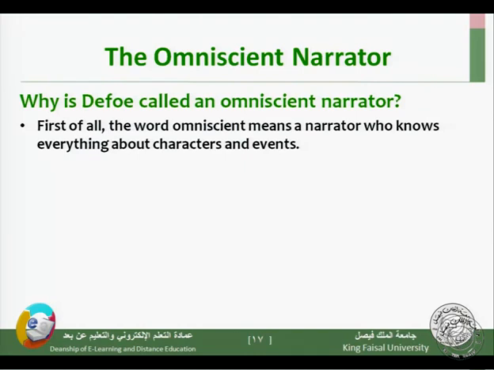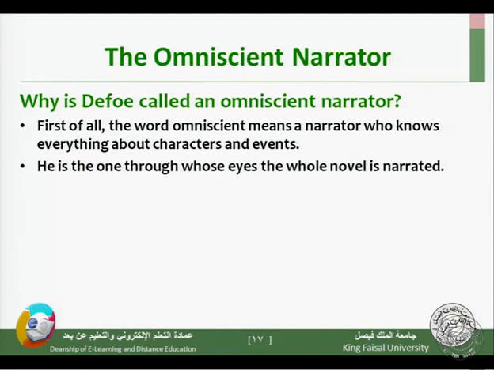So we all depend on the point of view of the author. We do not see the characters in action. We cannot judge them, because they are not there. They are just relayed, represented to us. He's the one through whose eyes the whole novel is narrated.